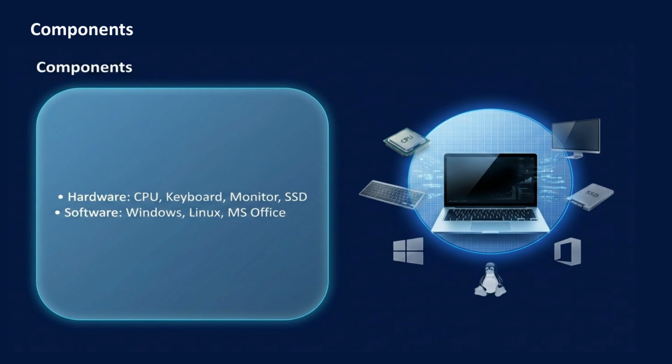Computers are made up of two essential parts, hardware and software. Hardware includes the physical components, like the CPU, keyboard, monitor, and storage drives, while software consists of the programs and operating systems, such as Windows or Linux, that tell the hardware what to do.